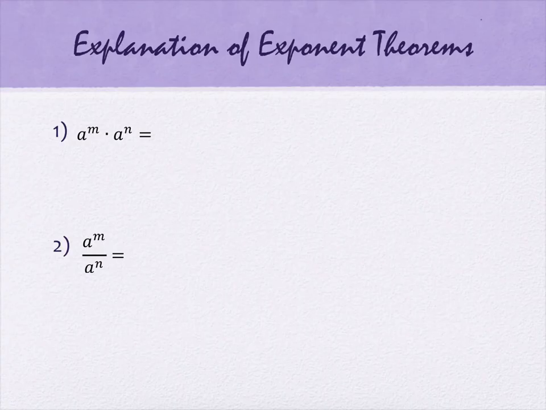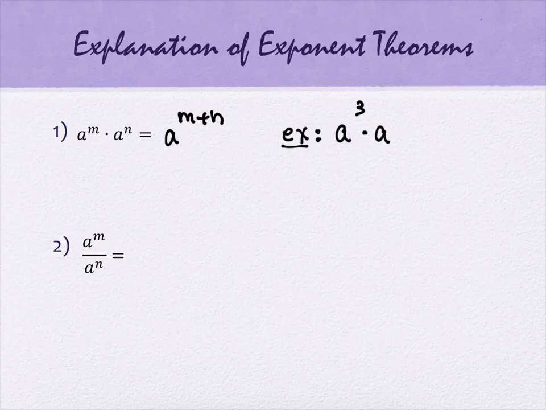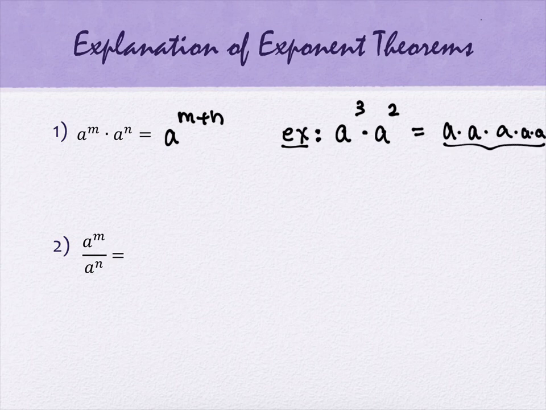So the first one is supposed to be a to the m plus n. And I'm going to show this as an example. This is not a proof because I'm doing very specific numbers, but it's a pretty good justification in our minds as to why it works. Let's say we have a cubed times a squared. So what does a cubed mean? Well, by the definition, it means a times a times a. Does everybody agree? What does a squared mean? Well, a times a. And how many a's do you see here?